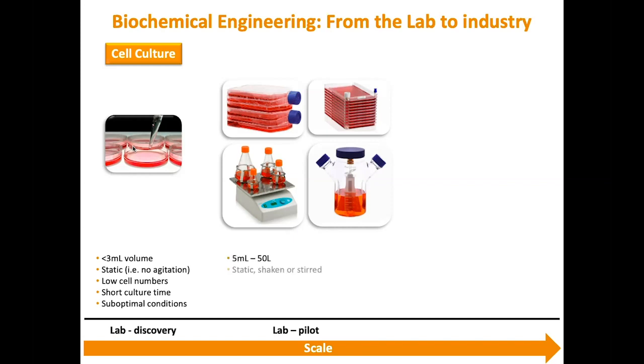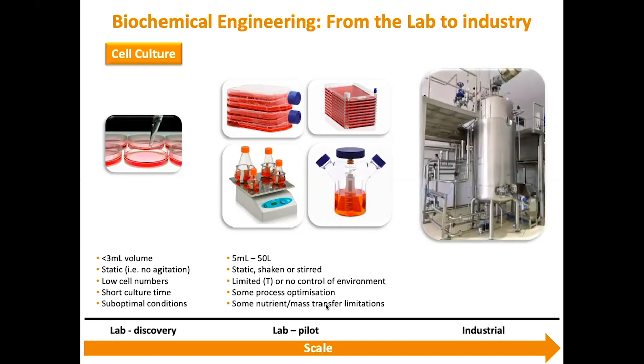So we start with a lab and pilot scale. This is usually between 5 milliliters and 50 liters. This can be static, shaken, or stirred, depending on the product that we're trying to produce. We'll start having some limited control over the culture environment, such as temperature control. There will be some preliminary process optimization, things like what should my media composition look like, and so on. But we will still be working under some nutrient and mass transfer limitations. So we perform the bulk of process development, or early process development, I would say, at this stage.